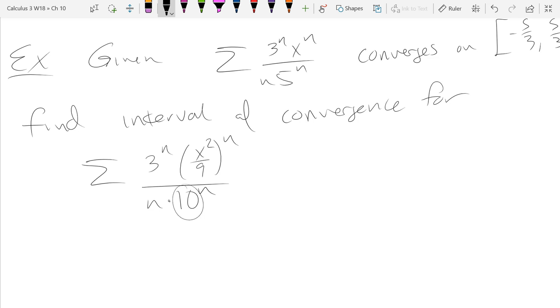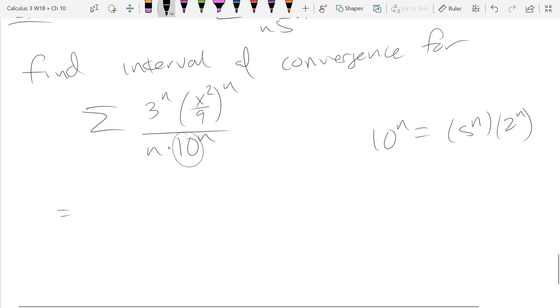So let's rewrite that 10 to the n so it looks like something that contains 5 to the n. So how can I write 10 to the n as something times 5 to the n? 2 to the n times 5 to the n, you multiply bases, and you get 10 to the n right there. So let's go ahead and rewrite that.